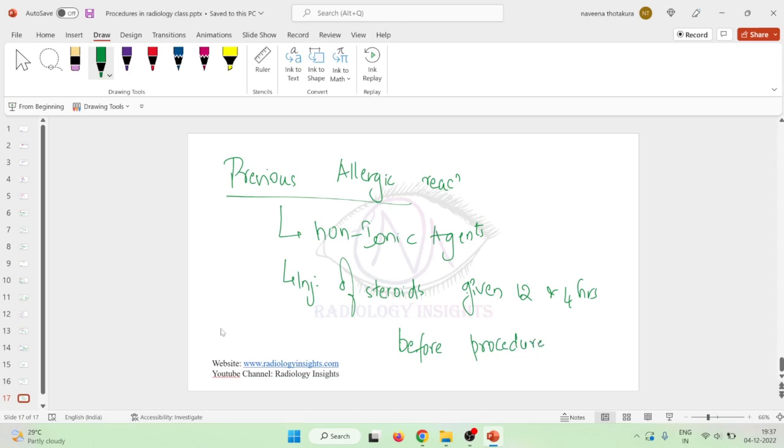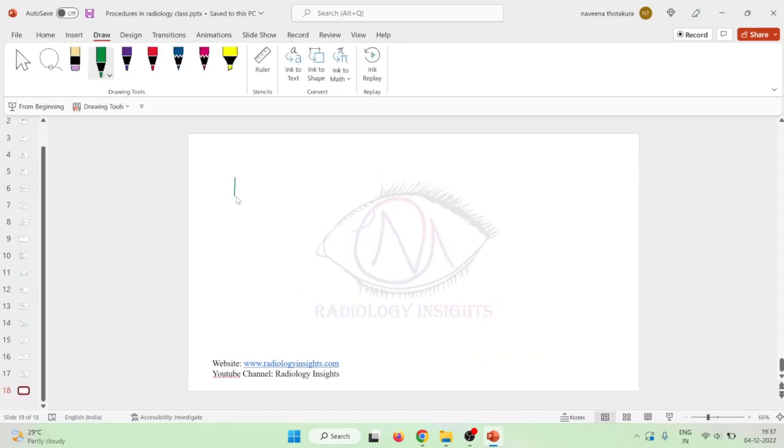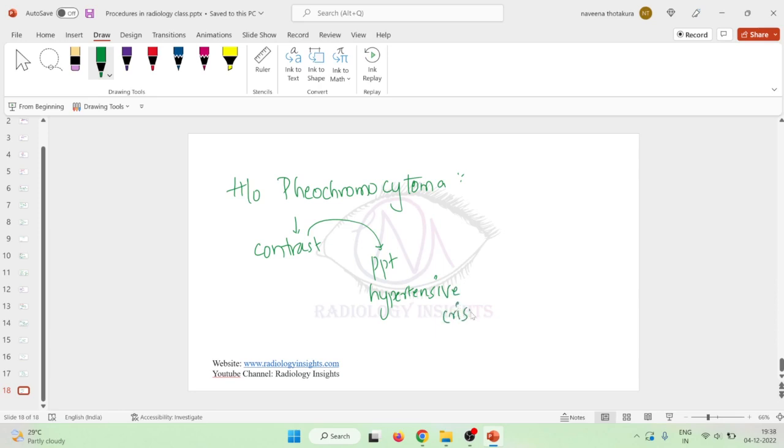Then, if the patient has any history of pheochromocytoma, we should not give intravenous pyelogram, or we should take precautions while using it, because in pheochromocytoma, contrast can precipitate a hypertensive crisis. Because contrast can precipitate hypertensive crisis, this is a risk factor.